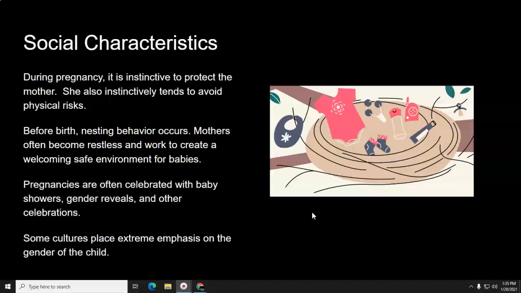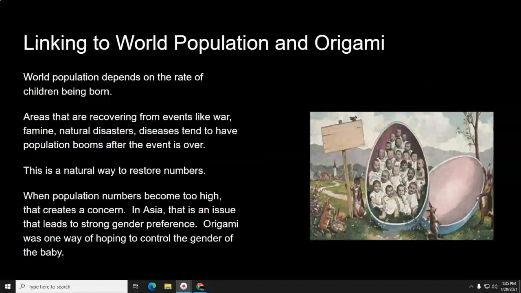And that's where it starts tying into the origami things. So as we link to world population origami, which we're going to talk about tomorrow, the population of the world depends upon the rate of children being born. If you're in an area that's recovering from an event like war or famine or a natural disaster or disease, once that event is over, there tends to be a population boom. There's more babies being born.